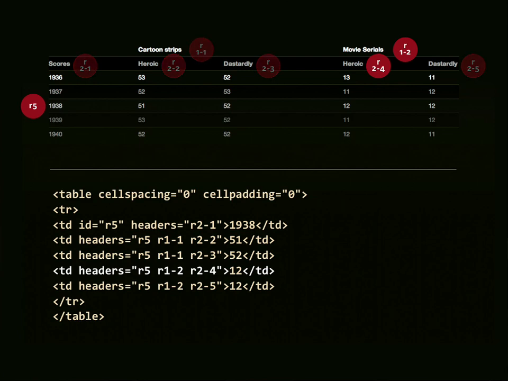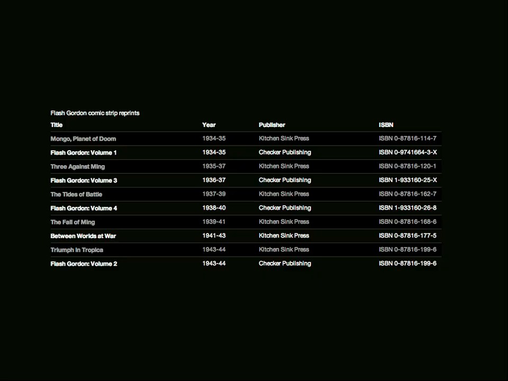This type of precise information, presented this way, doesn't come without a cost though, as manually marking up layered data can be very time consuming. In this next example, the thankfully simpler table has a title or heading above it, telling us what the table contains. Flash Gordon comic strip reprints.